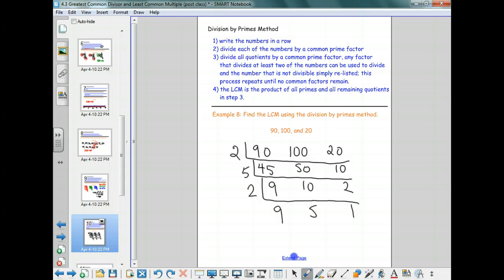Okay, here's the cool thing about this. Every number that you see along the side and along the bottom, when you multiply them all together, that's your least common multiple. How nice is that?